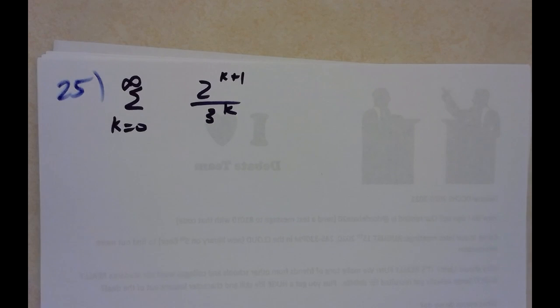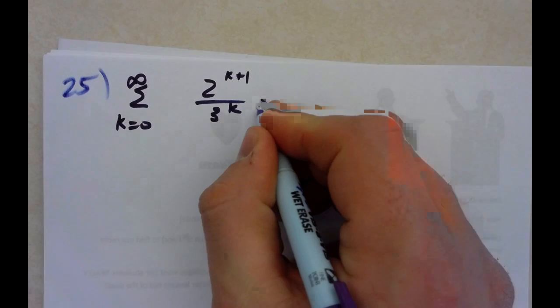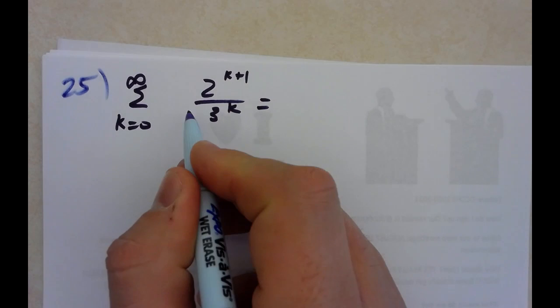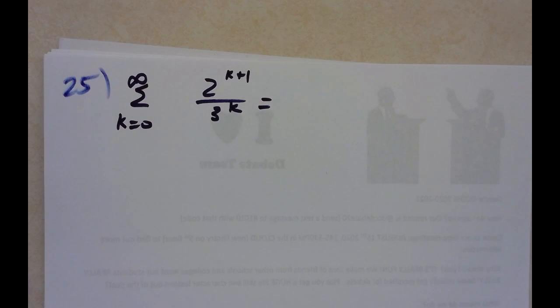On this one, we have the sum from k equals 0 to infinity of 2^k plus 1 over 3^k. But is it geometric? First few terms. So let's write a few terms of this. If we substitute in 0, yes, but is it geometric? Because the denominator's bigger isn't necessarily enough for us to say. Yep, that's what I thought. I believe this one converges.